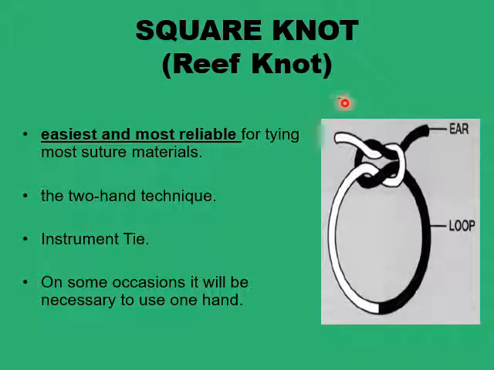The square knot is easy and very reliable, the most reliable. You can do it with two hands, with a single hand technique, or with instruments, but the principle remains the same. You are doing two half reef knots, wrapping one end on the other and then reversing the direction and wrapping it in the other direction, so as to end up with the two colored ends coming out from the loop on one side of it, either below or above the loop.